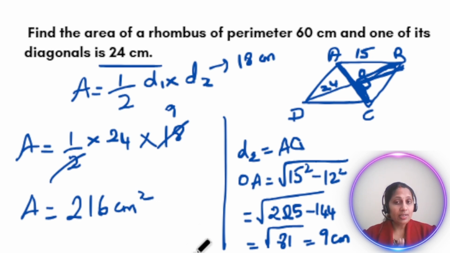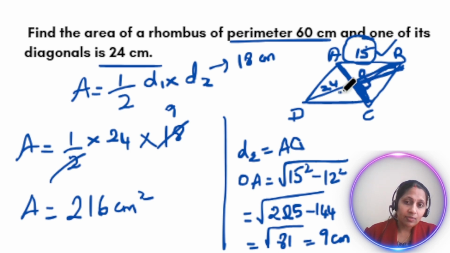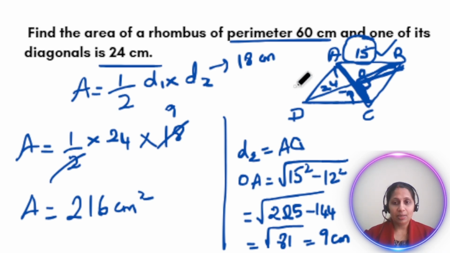I hope you are clear with this rhombus area. So what do you have to do? You have to find the diagonal. To find the diagonal, they have given you the hint, which is the perimeter. Using this hint, we got the side length as 15, and we know using the property of a rhombus that the diagonals bisect each other at right angles. So using the Pythagoras theorem, this side length and diagonal 1, we got diagonal 2, which is 18 centimeter. We got half of the diagonal as 9. So 9 plus 9 is 18. So substitute it and get the area.